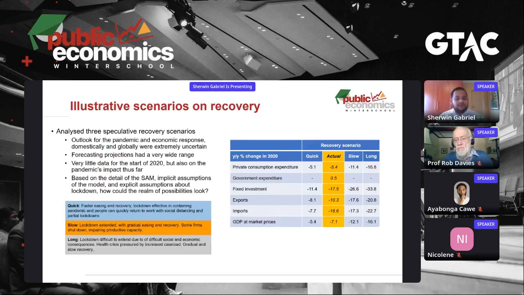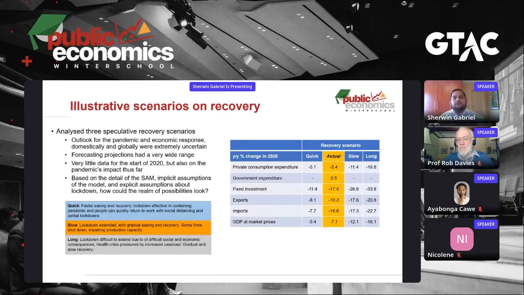Now, the outlook for the pandemic and the economic response, both in South Africa and around the world, was extremely uncertain. At the time, projections of what could happen to macroeconomic variables were all over the place. So it was important to try and get a sense of what was the range of possibilities that could exist for macroeconomic variables. There was very little data at the start of 2020 to give a signal of how the year could unfold, but also very little on what the pandemic's impact would be.